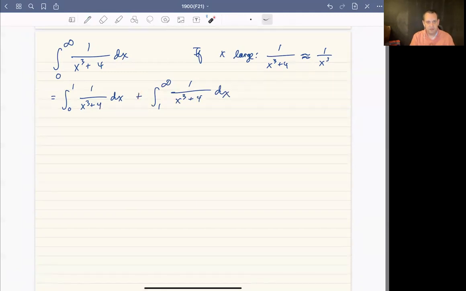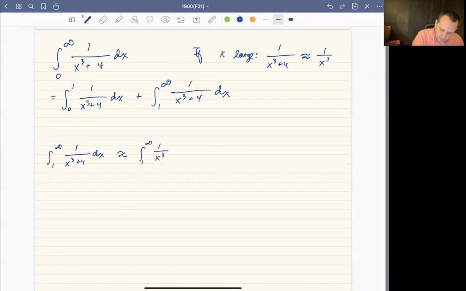And if this integral converges, then so does the sum of those 2, right? This is equal to 2 or something. If this integral is equal to 5, then the whole thing is finite. If this integral is infinite, then the whole thing is infinite. And now we can use our approximation that the integral from 1 to infinity of 1 over x cubed plus 4 is approximately the integral from 1 to infinity of 1 over x cubed, okay, which converges. So it tells us that this original integral converges too.